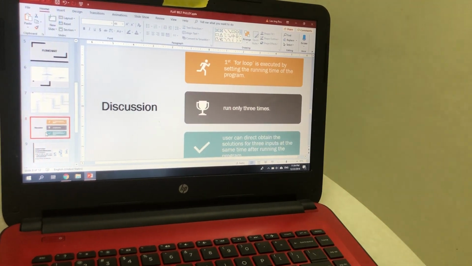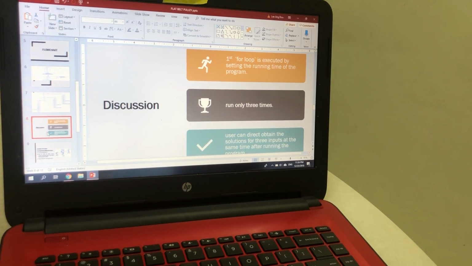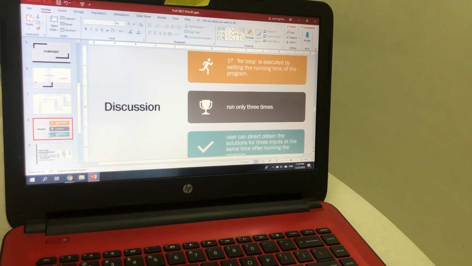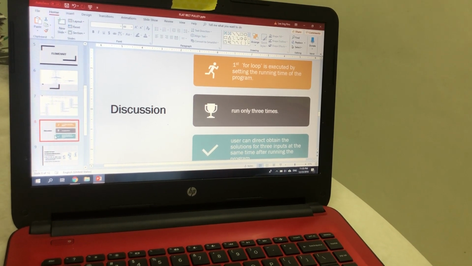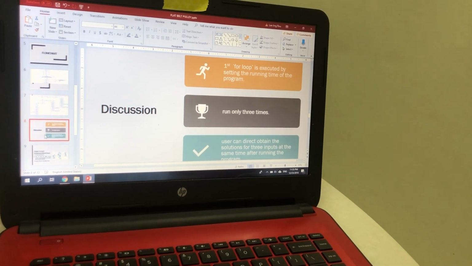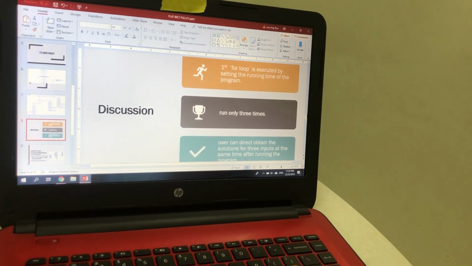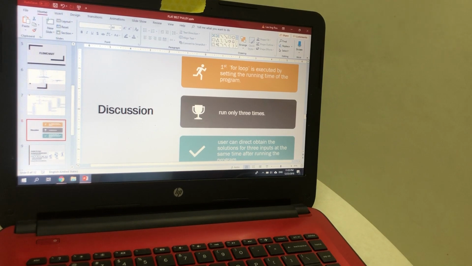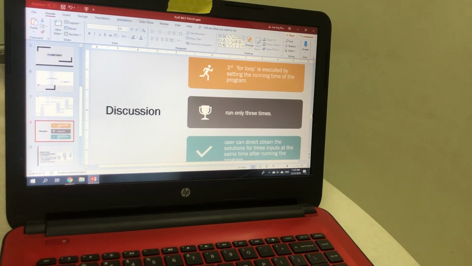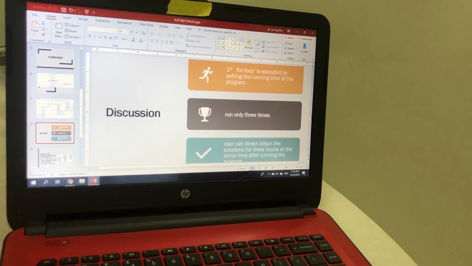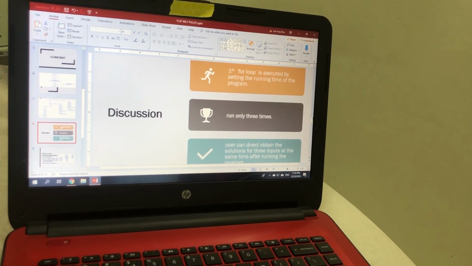For the discussion part, my first loop will be the setting of the running time of the program, which I mentioned before: the program can only run 3 times, so I can just place 3 inputs. So the user, for example me, can directly obtain the solution for the 3 cases. Case 1, no slip condition. Case 2, slip 2% at the line shaft. And the last one, case 3, which is the slip at only the dynamo part.